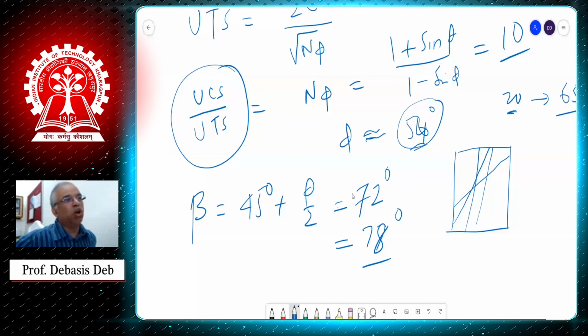So in other words, the more brittle, the more the beta angle will be close to 90 degree. And if it is a more ductile material like coal or clay, which are very soft, there this angle is much lower. The phi will be 25 degree to 30 degree.